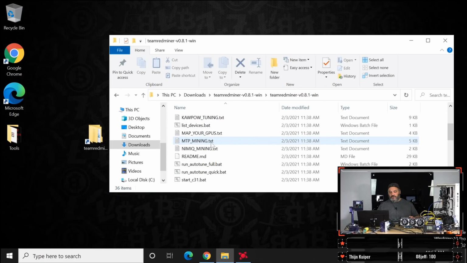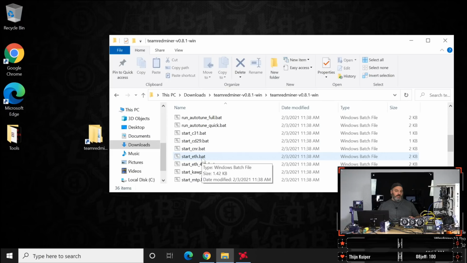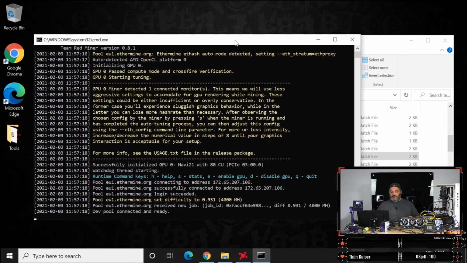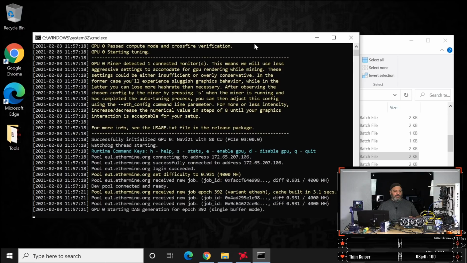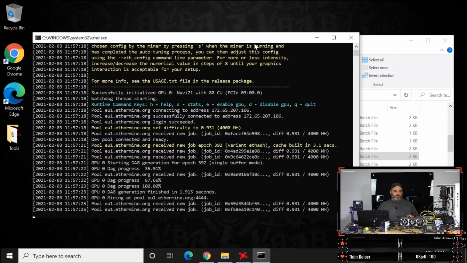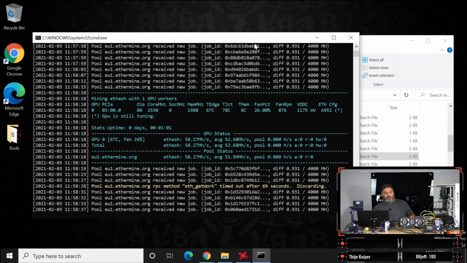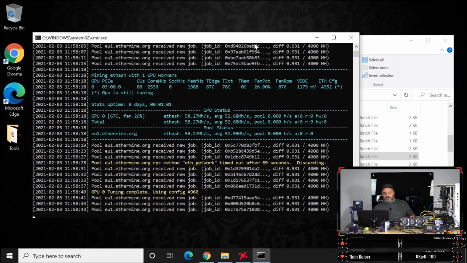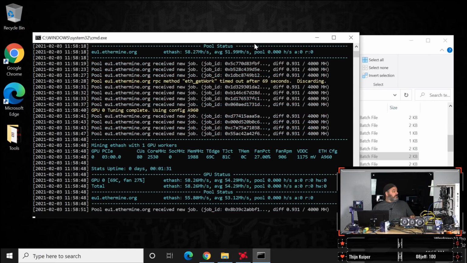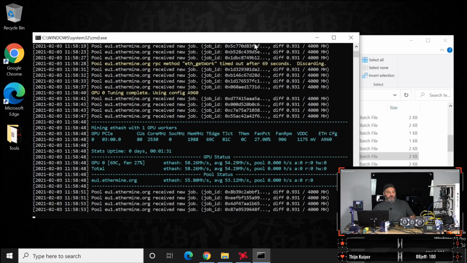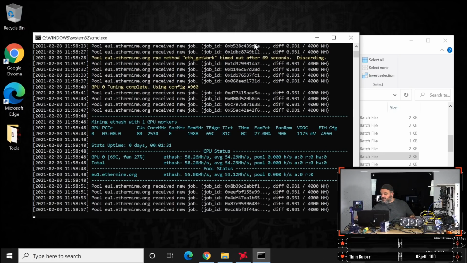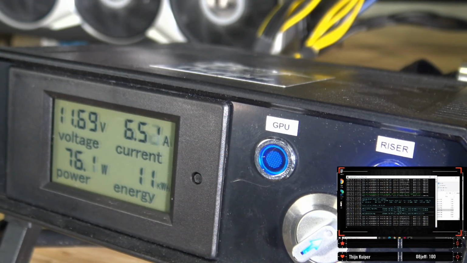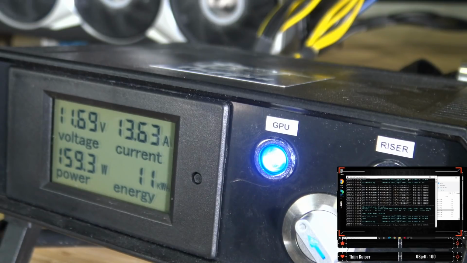Let's go in here and just run ETH, as if you were to download this same copy. So it's going to fire up ETH base stock settings. Again, no change to memory, no change to core. This is out of the box. And let's look at what the draw is. The configuration it's using is 8952. Auto tuning is complete. Now let's take this last measurement to see what it ends up getting. All right, so we're at 58.26 megahash, and we're keeping everything stock. So let's switch over, we're using 76 watts of power to the riser when it comes to the 12 volt rail.